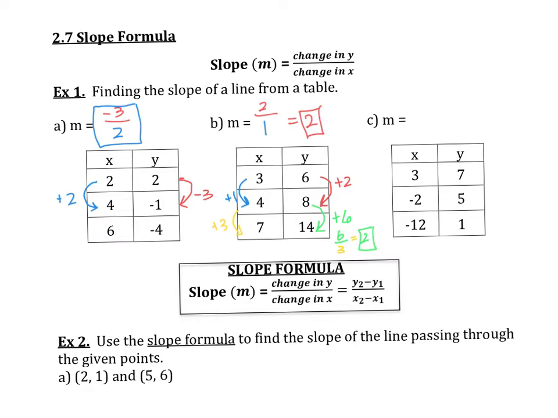Okay, we're going to do one more with the table. Okay, change in y, I'm going from 7 to 5. So I'm going down 2 units. That's what the y column changed by. Now in the x column, 3 to -2, I'm going down again. I'm going down 2, 1, 0, -1, -2. I'm going down 5 units. Okay, can I simplify this? I can cancel the negatives. So this is going to turn into +2 over 5.